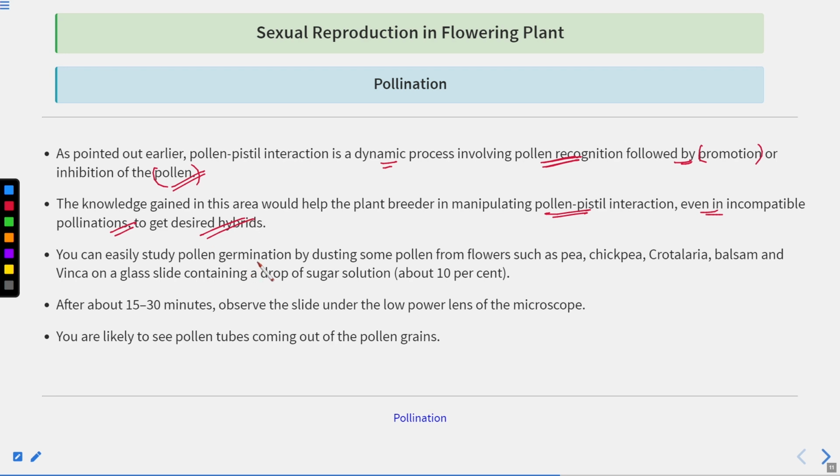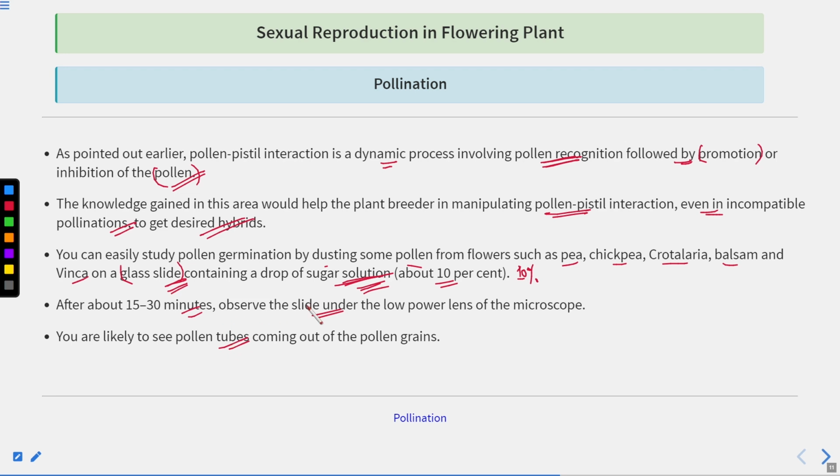Now, you can easily study pollen germination by dusting some pollen from flowers such as pea, chickpea, crotalaria, balsam, and vinca on a glass slide containing a drop of sugar solution, about 10% sugar solution. What is the concentration of sugar solution? It is 10%. So you can bring the flower of these plants and dust the pollen from this flower on the glass slide containing a drop of this sugar solution. Now you'll observe after 15 to 30 minutes, if you observe this slide under the low power microscope, then you can see the germination of the pollen tubes.